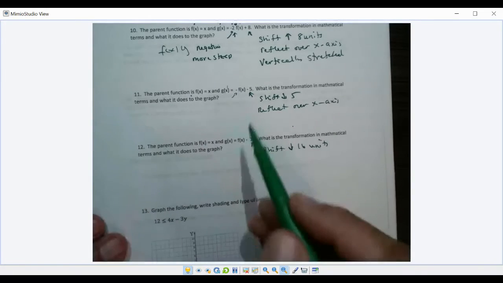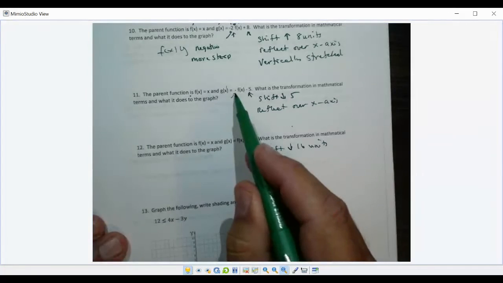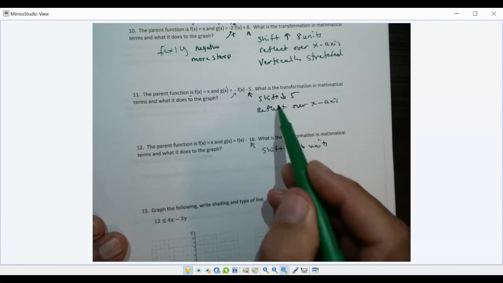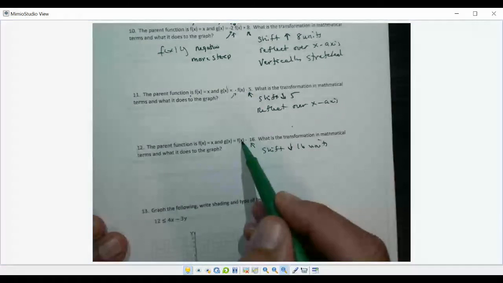Just pay attention to the negative signs here. Make sure you get it: if there is a negative on the outside of f of x, it's a reflection over the x-axis. If the negative was on the x, it would be a reflection over the y-axis. Okay, so just be careful when you're doing these.